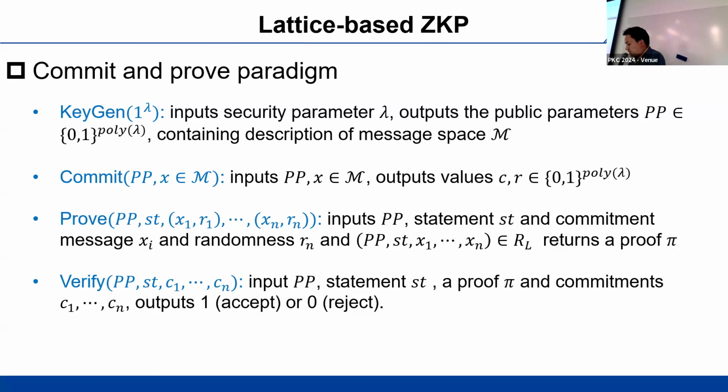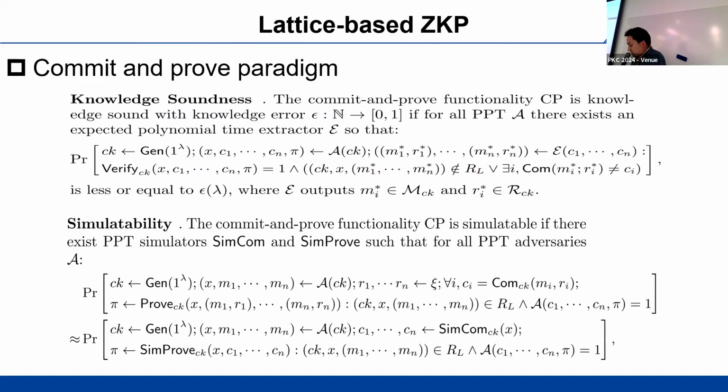There are two security properties of the paradigm. The first one is the soundness, with the intuition that it is hard to pass the verification if the message does not belong to the language or the commitments are invalid. And the second one, which we mainly focus on, is called simulatability. It states that there exists a simulator that can simulate the proof and the commitment without the message and randomness. In a sense, it combines the hiding security of the commitment and the zero-knowledge security of the zero-knowledge proof.